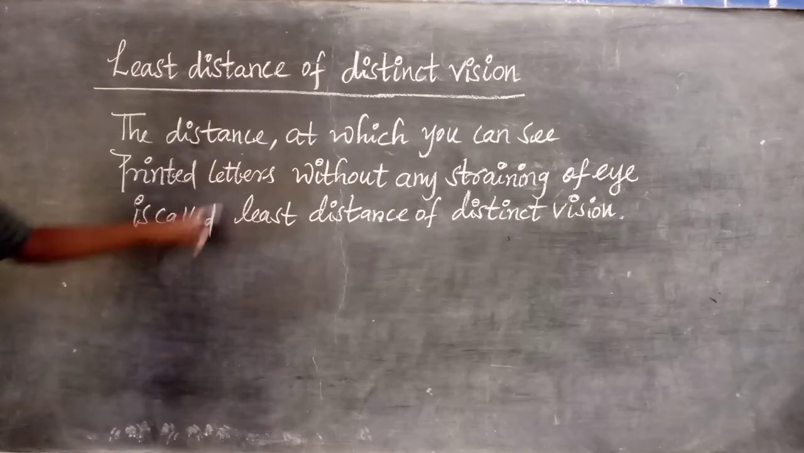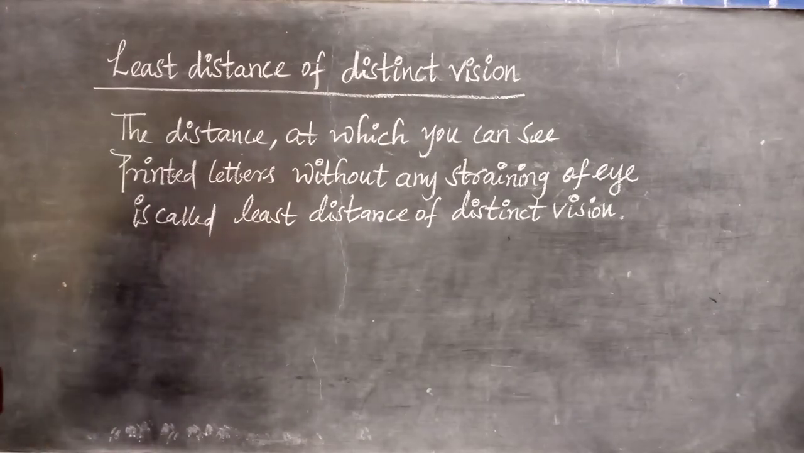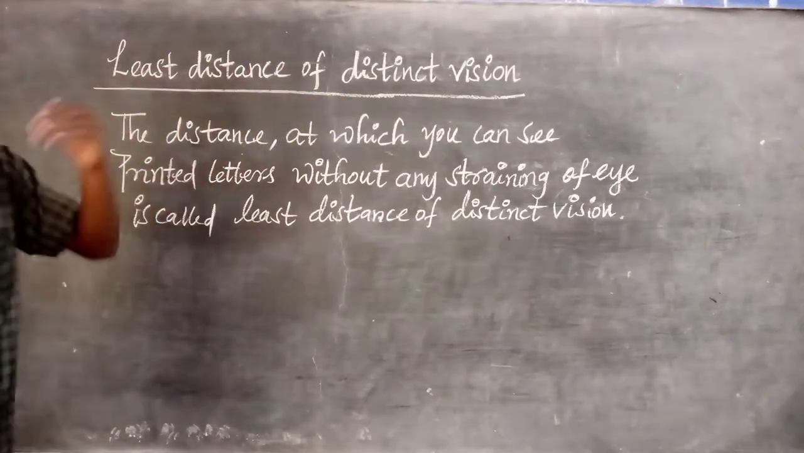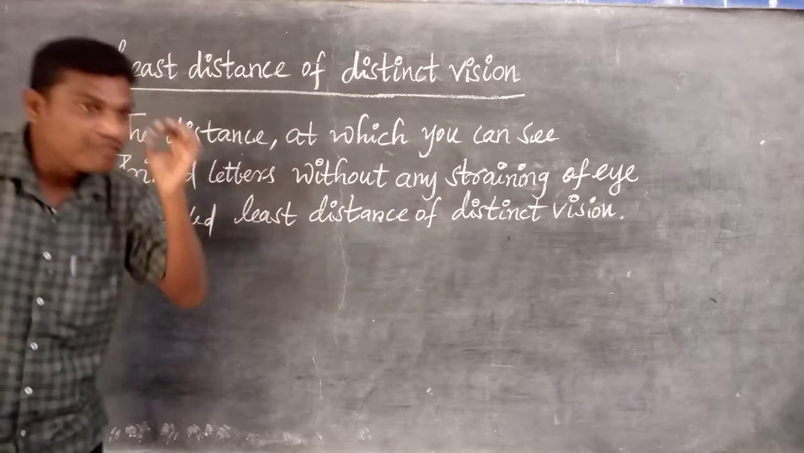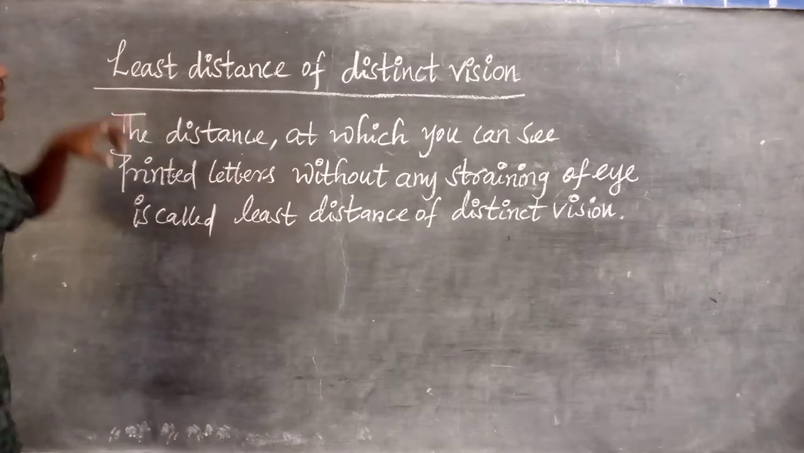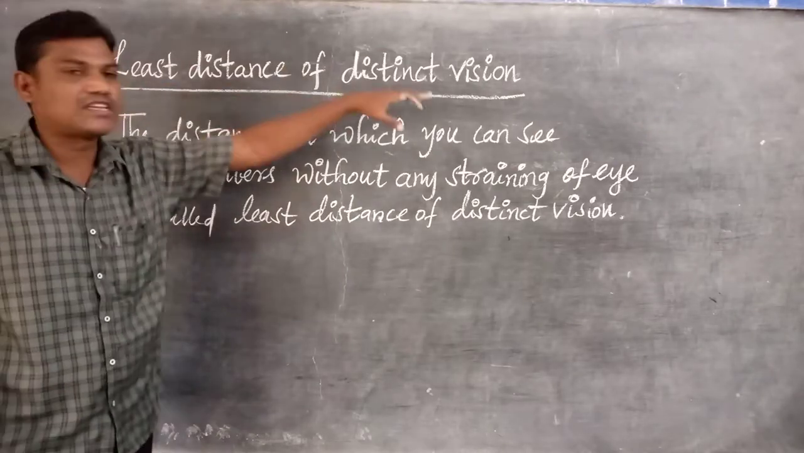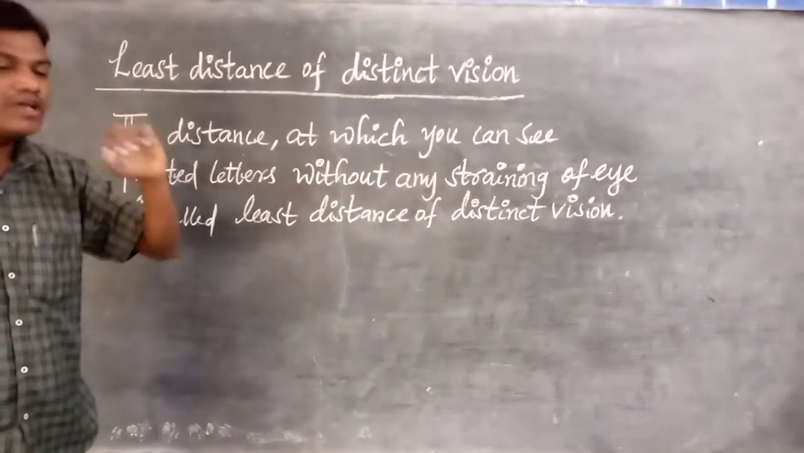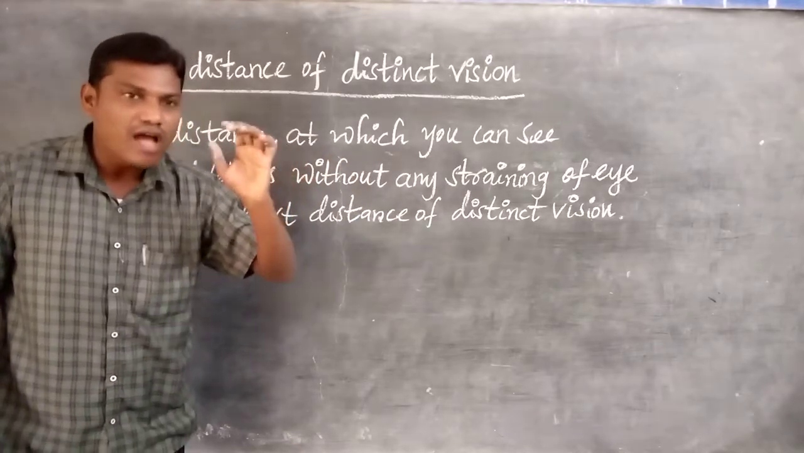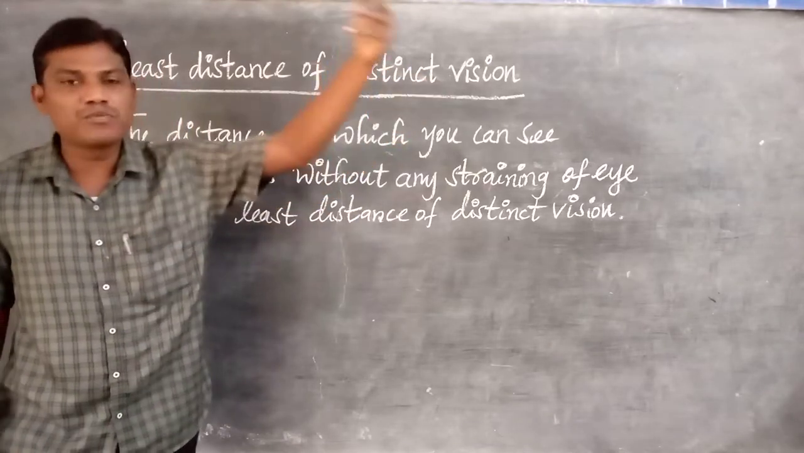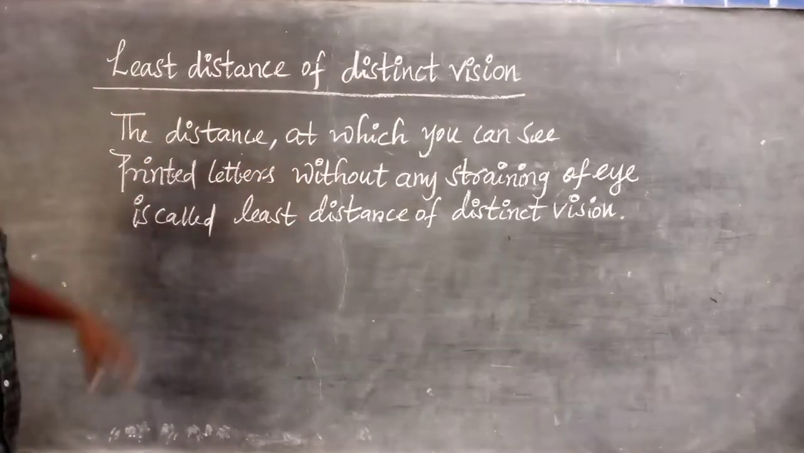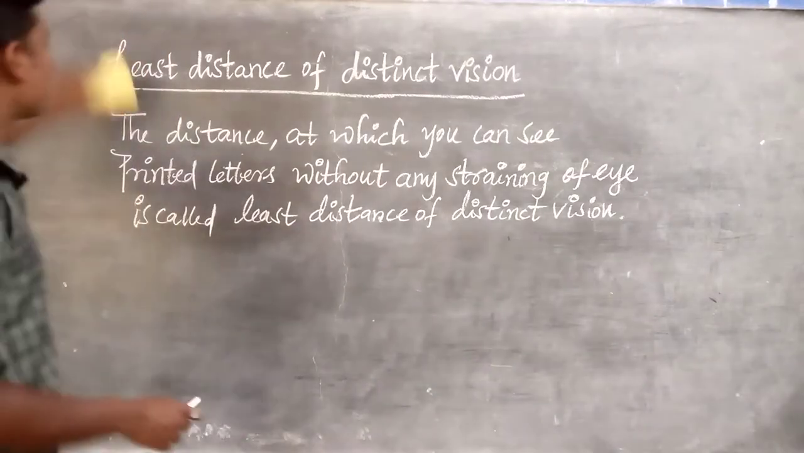So after seeing this statement, you can understand very clearly by yourself. The distance at which you can see the printed letters without any straining of your eye, that distance is called the least distance of distinct vision. You can keep any printed letters at a particular distance in front of your eye. After that you can also bring them farther away and still see them, but this is the minimum distance, that is why it is called the least distance. What is the least distance of distinct vision for the human eye?